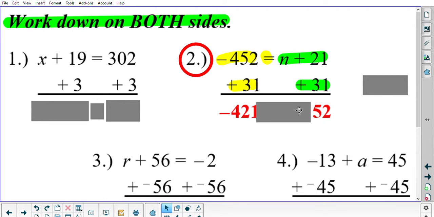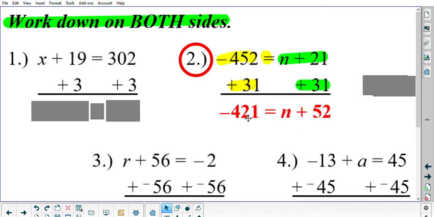But that n does not go away. That n is still there. Now, does the n get added by 31? No. We lined up the 31 underneath the 21 because they're like terms. 31 does not have an n, which is why I didn't line it up underneath the n. That n does not go away, so it needs to be brought straight down along with the addition sign, so the right-hand side of the equation gives us n plus 52.